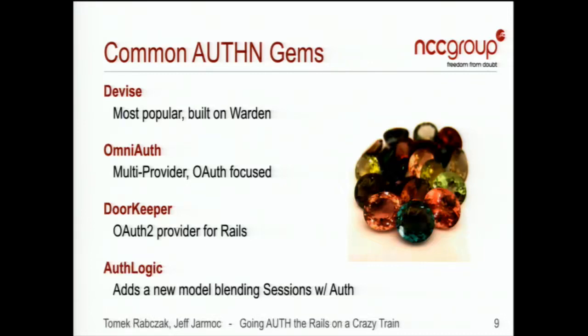Doorkeeper is a little bit different. That turns your application into an OAuth provider so that you can provide authentication services to other applications. We see this a lot of times with API endpoints, things like that. And then the last one that we have here, and this is not an exhaustive list, this is really just kind of the larger players, is Authlogic. Authlogic is not nearly as common, but it has a little bit of a unique model that makes it kind of interesting, blending sessions and authentication, whereas most times we think of authentication being implemented in the user model.